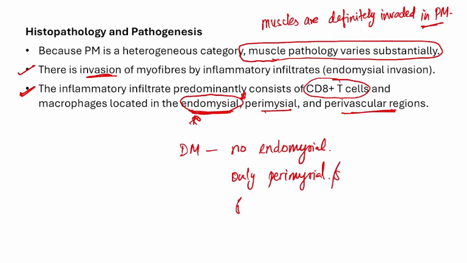Perivascular invasion, no endomysial. But if there is endomysial, there has to be polymyositis. This is one thing which differentiates between polymyositis and dermatomyositis, though dermatomyositis is also associated with skin changes, right? So this is what is seen.